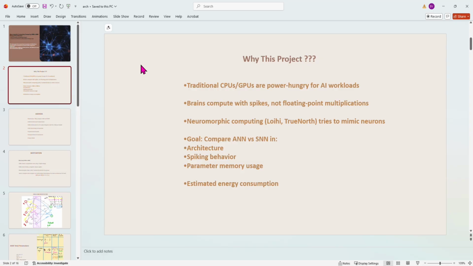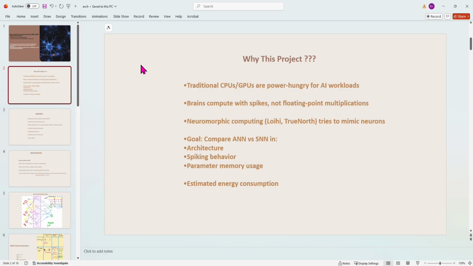Neuromorphic chips like Intel Loihi and IBM TrueNorth try to mimic the brain. Instead of continuous activations, they use event-driven spikes. This makes them potentially much more energy efficient as compared to standard hardware.